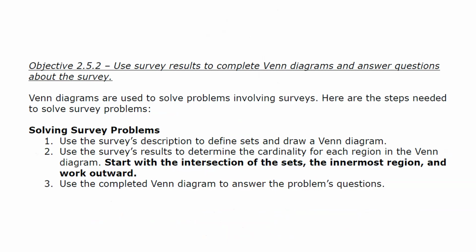Next objective. Use survey results to complete Venn diagrams and answer questions about the survey. So Venn diagrams are used to solve problems involving surveys. Here are the steps needed to solve survey problems. Step 1, we're going to use the survey's description to define sets and draw a Venn diagram. Then in step 2, we'll use the survey's results to determine the cardinality of each region in the Venn diagram. And we'll start with the intersection of the sets, the innermost region, and then work outward. Then in step 3, we'll use the Venn diagram to answer the problem's questions.